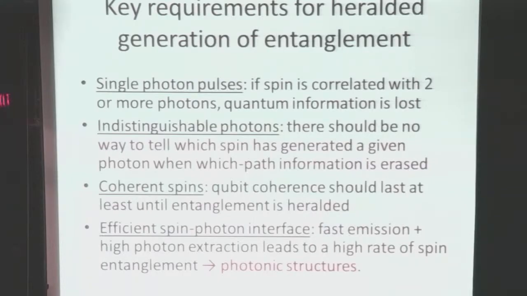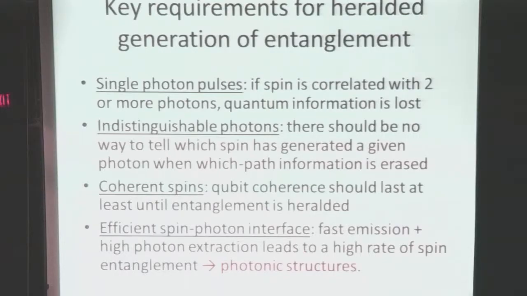The photons, for the protocols that at least we know and try to implement, have to be indistinguishable. And I'll try to show you what indistinguishability means and how one can verify experimentally that the photons are indistinguishable. And we certainly want coherent spins, and that's one of the limitations of the solid-state approach, that the coherence times are relatively short, because once you generate the entanglement, you want that entanglement to survive, which is only possible if the coherence is long-lived.